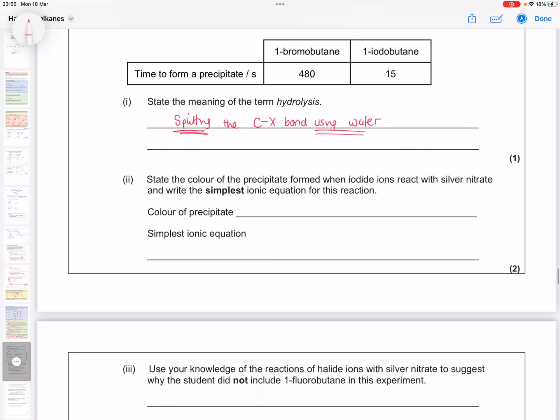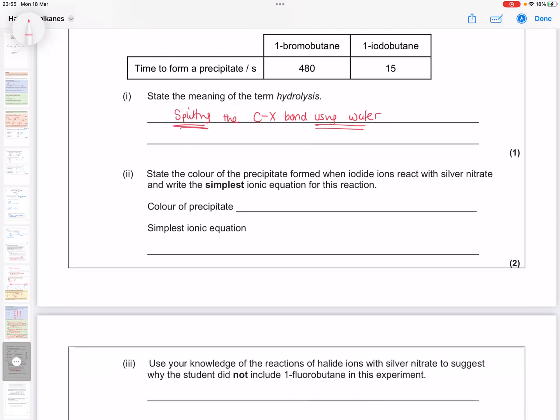State the colour of the precipitate formed when iodide ions react with silver nitrate, and the simplest ionic equation. So a bit of a kickback from GCSE now. Iodides react to form yellow precipitates, and we've got aqueous silver ions reacting with aqueous iodide ions to form a precipitate of silver iodide. You can use that for all of them.